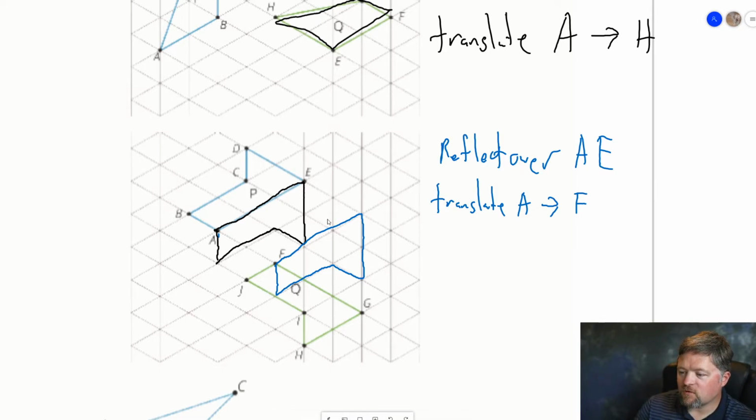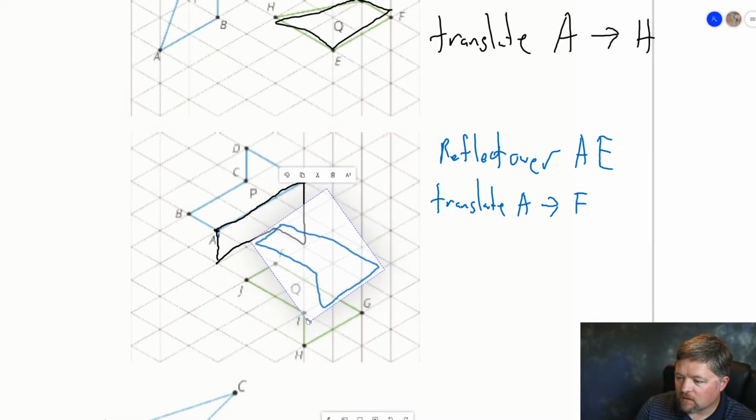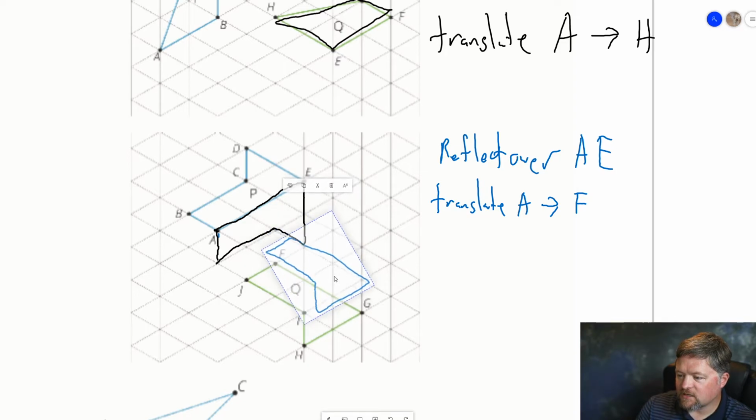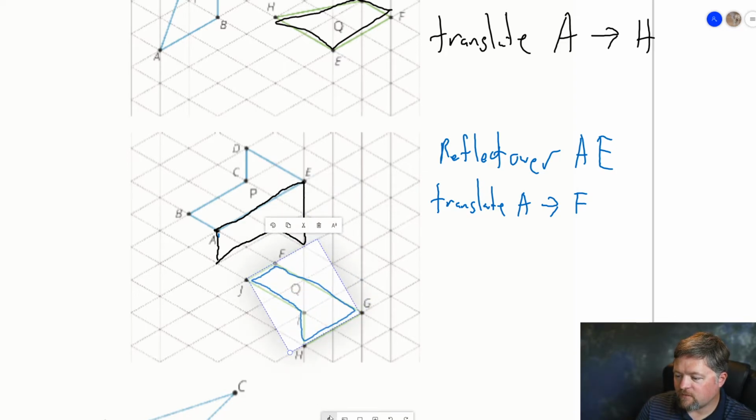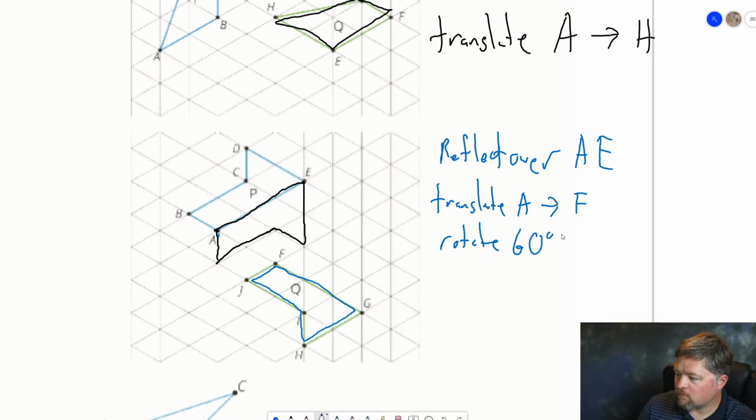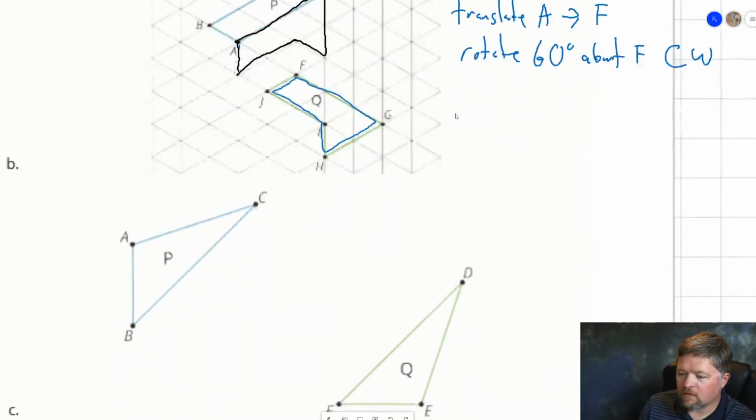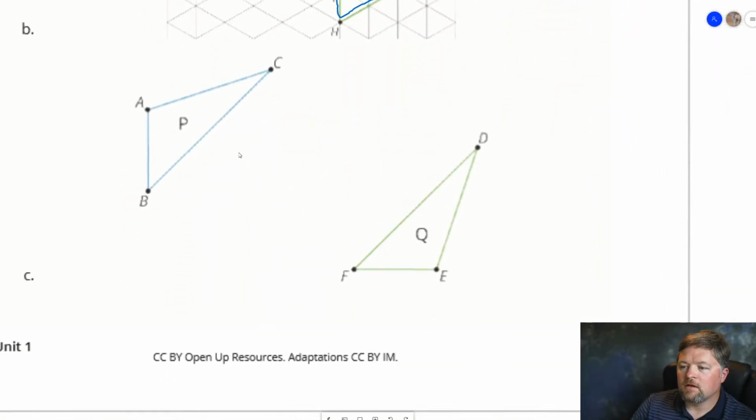Okay, what's next? We're going to have to rotate it 60 degrees around F. And now they match up. 60 degrees around point F clockwise. Okay, now from P to Q.